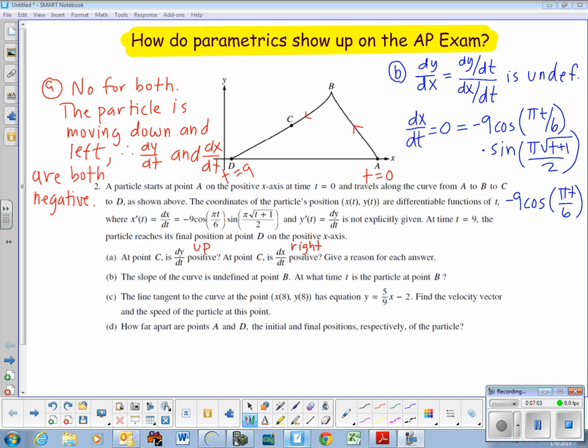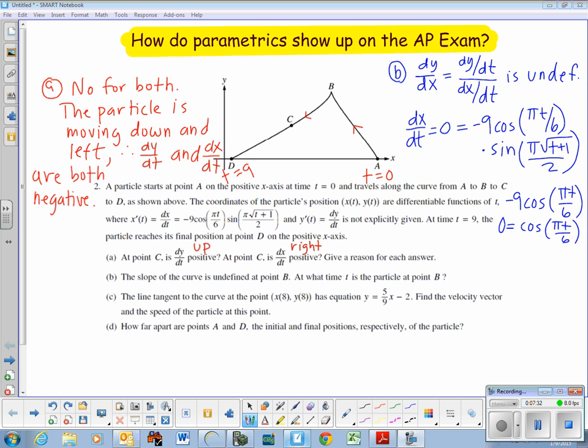Okay, so if -9 cosine pi t over 6 is going to equal 0, then the -9 doesn't mean anything, really. I would divide by -9 and just get rid of it. All right, so now I'm back to unit circle days. Where is cosine equal to 0? And remember, t is going from 0 to 9, and it looks like I'm in the early end of that. So I'm just going to start at 0 and work my way around the unit circle.